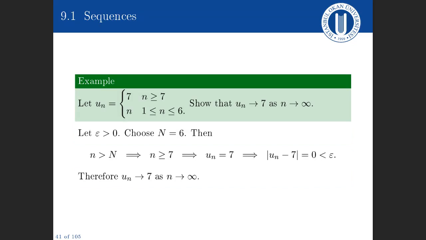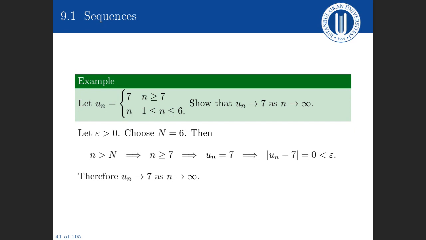What about this sequence? Let un be equal to 7 if n is greater than or equal to 7, or equal to n if n is between 1 and 6. So we have the sequence which goes 1, 2, 3, 4, 5, 6, 7, 7, 7, 7, 7, 7, 7, 7.